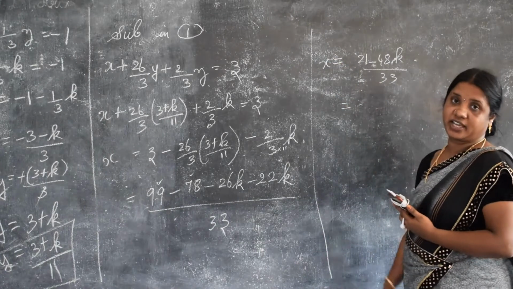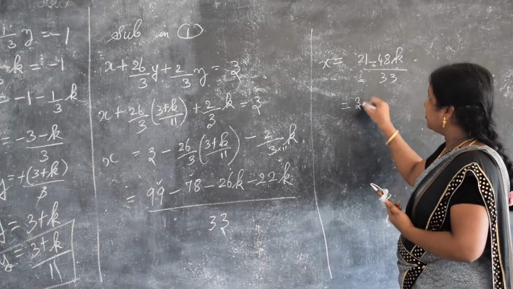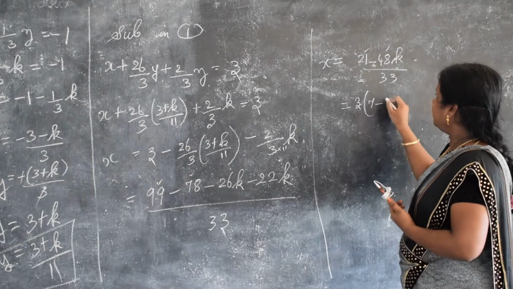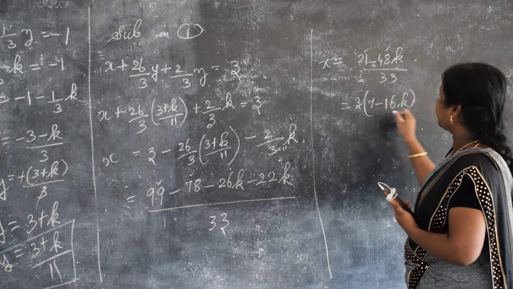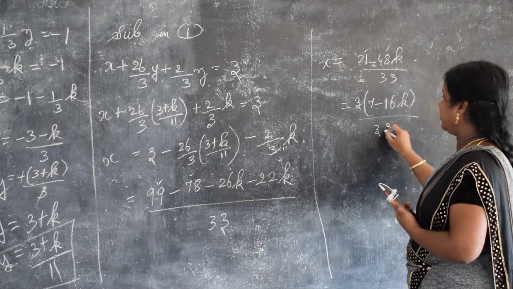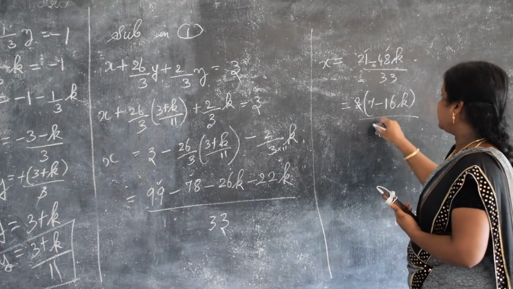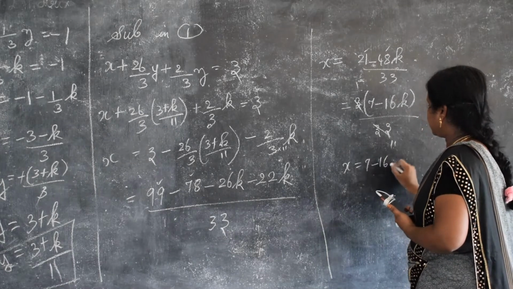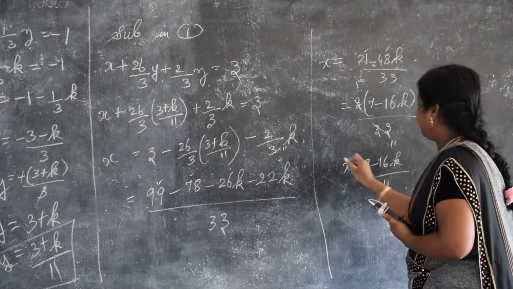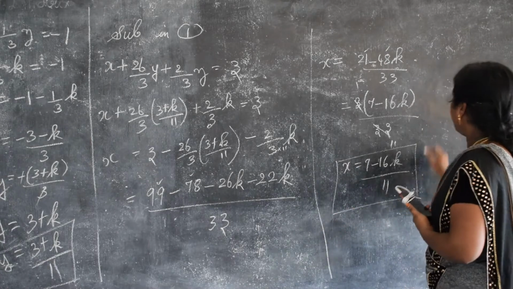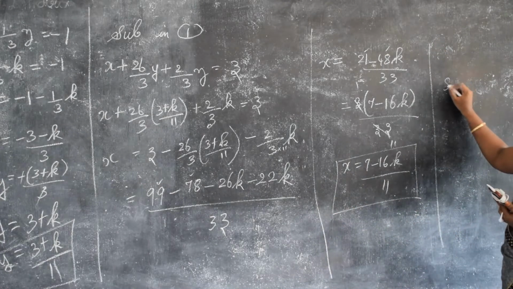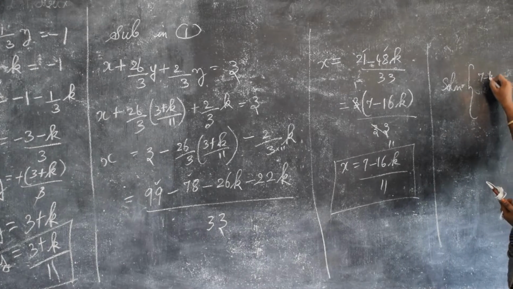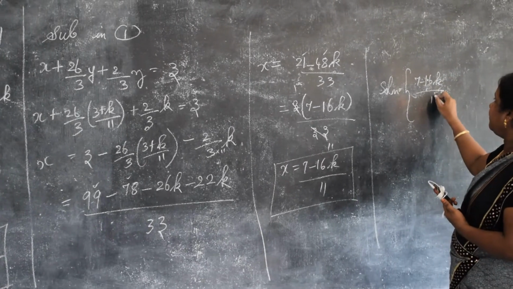You have to simplify again. Take 3 outside. Which is common here? You can take 3. That means 7 minus 16k by 33. You can cancel. So x is equal to 7 minus 16k by 11. This is our x value. At last our solution is: value of x is 7 minus 16k by 11.